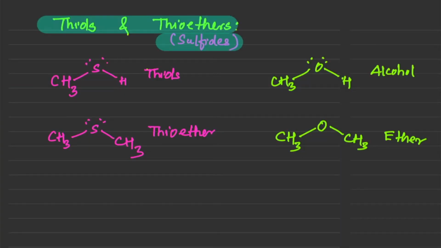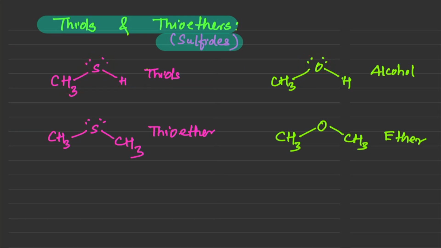Hello everybody. In this video we will have a brief introduction to thiols and thioethers. So thiols are basically sulfur analogs of alcohol. If you notice, sulfur is right under oxygen in the periodic table. So if we replace the oxygen with sulfur, we will get our thiols.